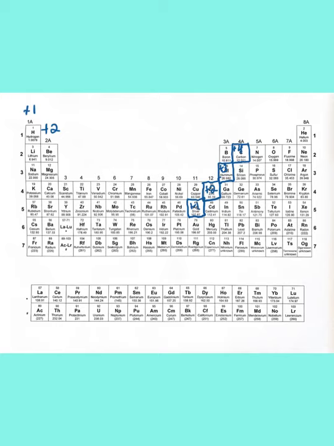See? And then silicon was under carbon, and that's also plus 4. And cadmium is under zinc, so that's also plus 2.